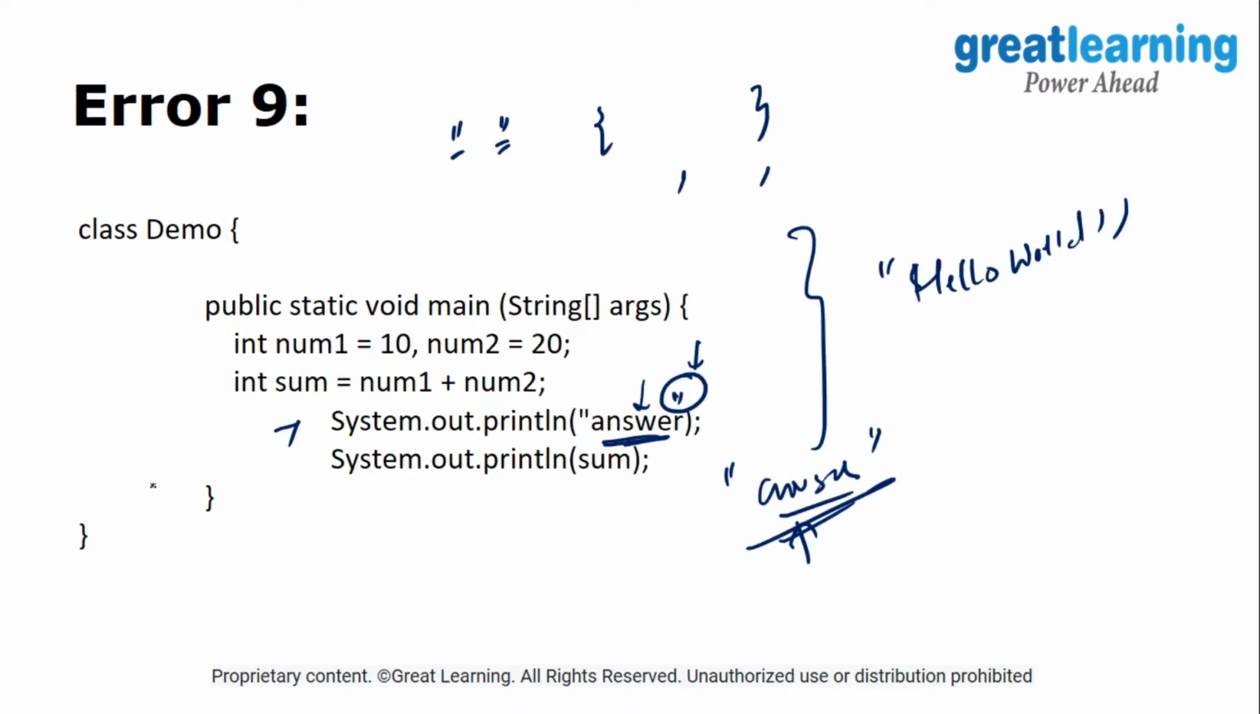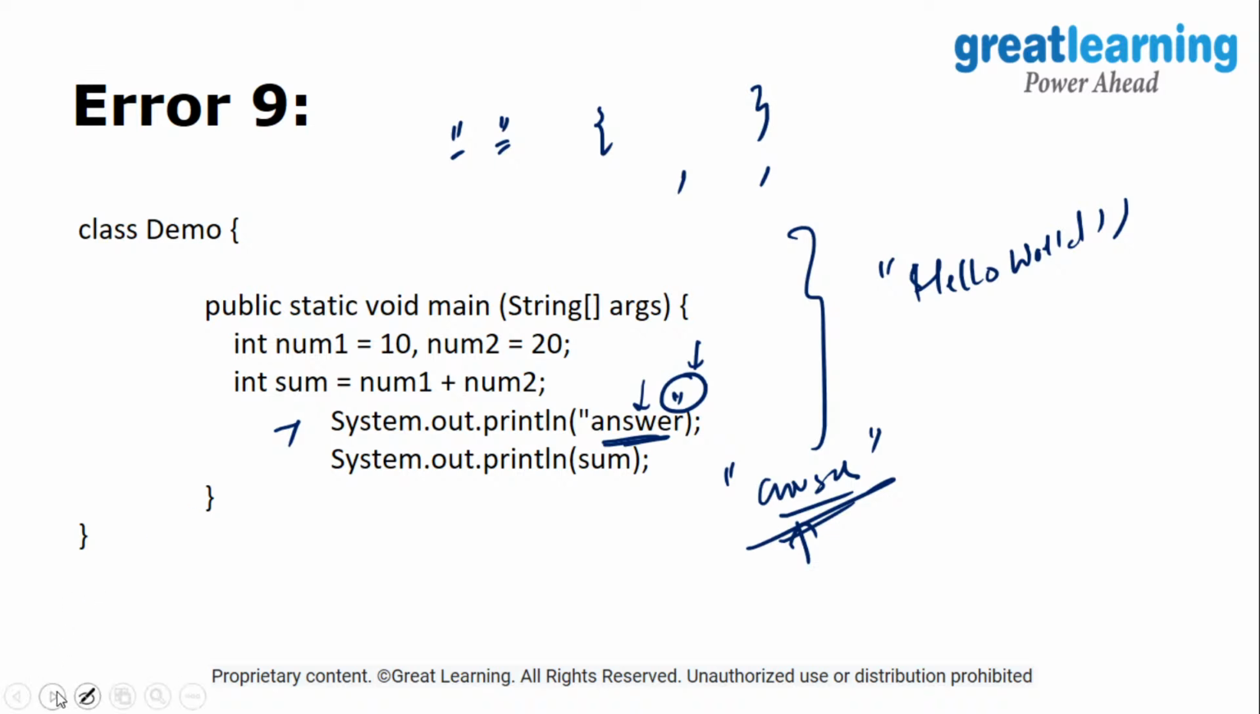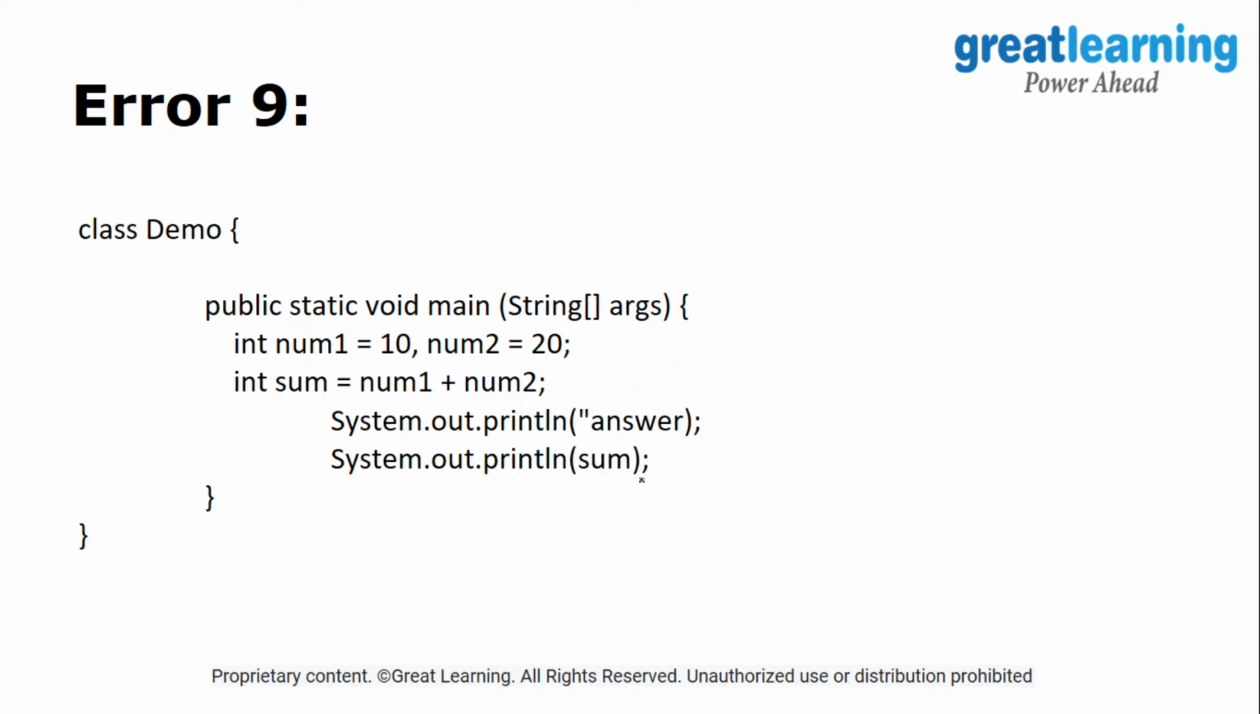Now why is it an illegal start of an expression? Can anyone tell me? In this expression, the System.out.println, because of this it will throw you an error again, because of the conditions that are above it. Then unclosed string literal. Now you see there are 4 errors, but these are all related to only one thing. What is that one thing?